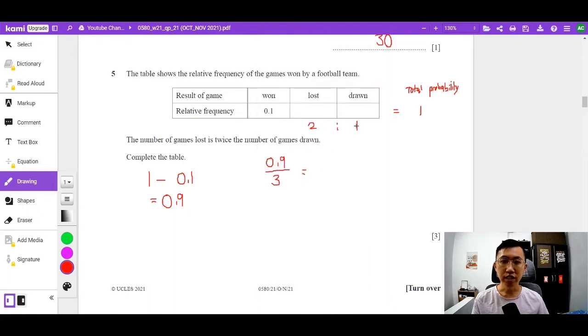So the losing part is having 2 parts. That could be 0.6. Drawn will be using 1 part only. So that is 0.3. So you see, it makes sense now. These 2 added up to 0.9. And loss is 2 times more than draw. Alright, so that's how you do question 5.